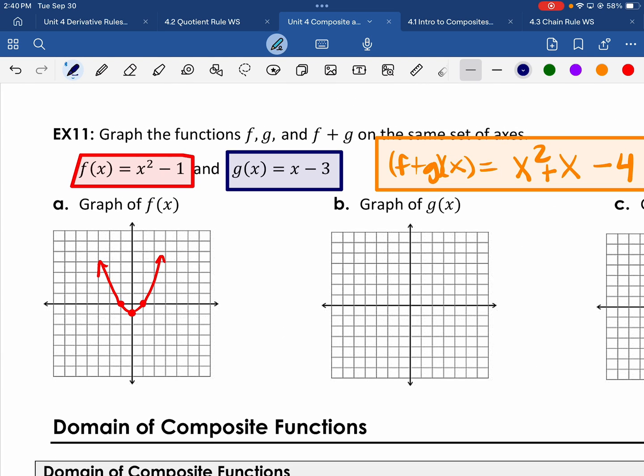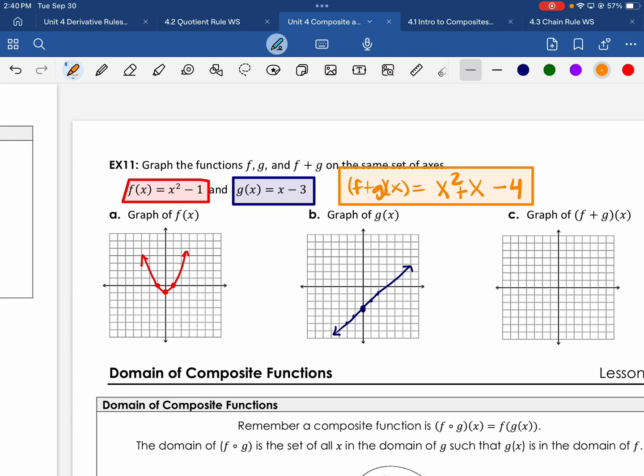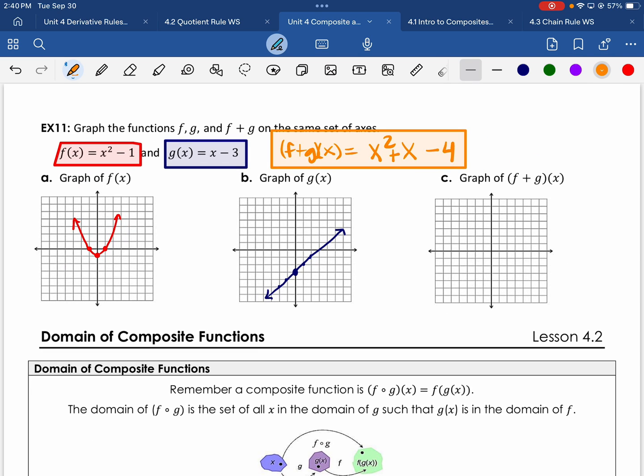Okay. For g of x, x minus 3 looks like a what? A line. Yep, and the y-intercept is negative 3. All right, x squared plus x minus 4 looks like what? A parabola. All right, it's in standard form, which is the least helpful form. Now, you can do this two ways. One, you can plug in the calculator and get the graph. All right, I'm fine with that. The other way to do it by hand is to add up the f and the g from the graphs.